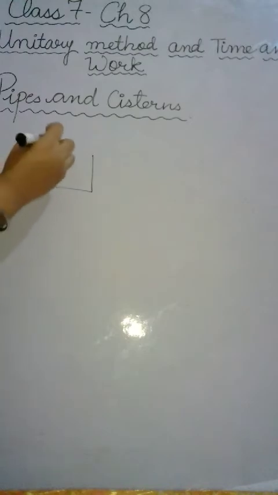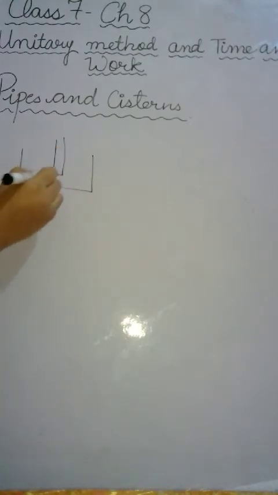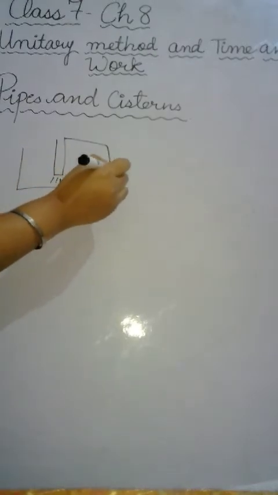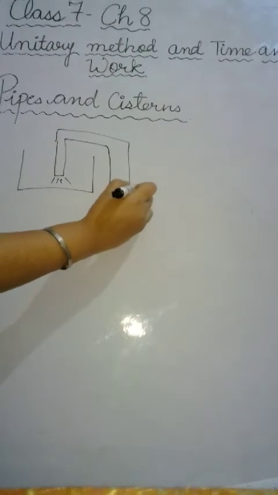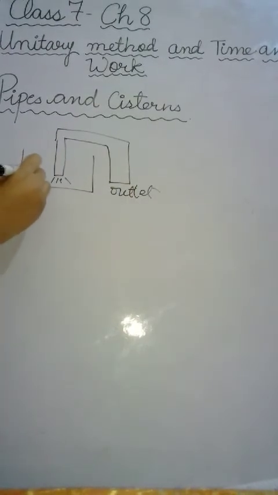Now under this we have one more topic, that is pipes and cisterns. What are cisterns? Cisterns are water tanks. These cisterns are connected with two pipes. One pipe brings the water into the tank and another pipe takes the water out of the tank. This is the inlet and this is the outlet. So these are pipes and cisterns.